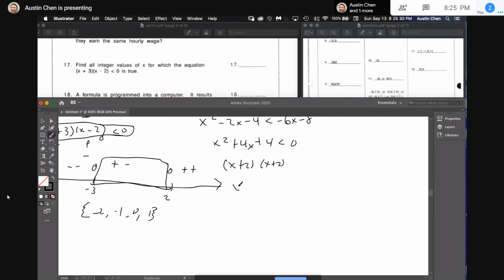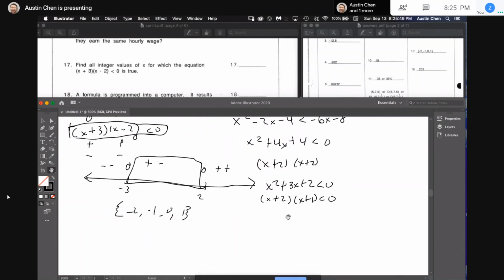But if we had, I don't know, x squared plus 3x plus 2 is less than 0, then that would factor to x plus 2 times x plus 1 is less than 0.